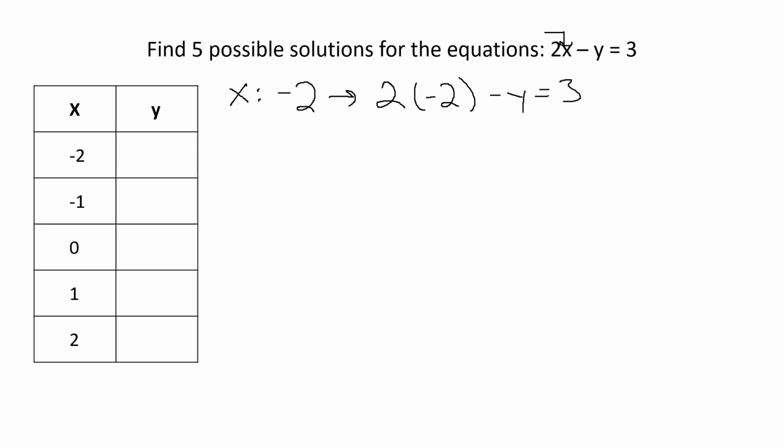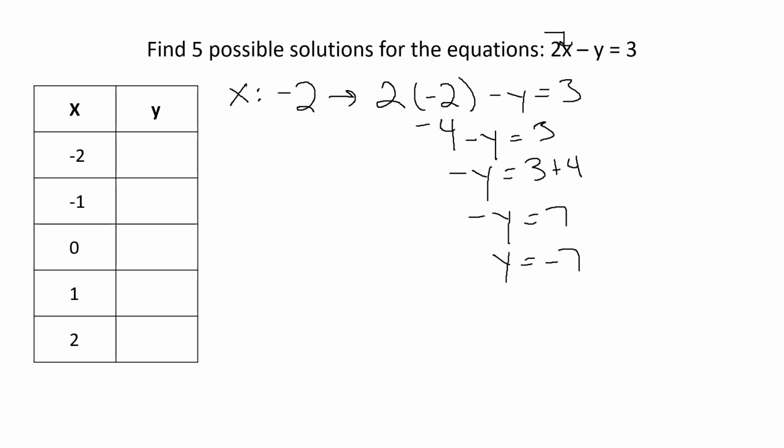So now I'm going to just solve this down. 2 times negative 2 is negative 4, minus y equals 3. Move my 4 over, so I have negative y equals 3 plus 4. Negative y equals 7, but I have to get rid of that negative, so y equals negative 7. So when x is negative 2, y is negative 7. Now I'm going to do that pretty quickly because I've done this for a very long time. Don't worry about it taking you a very long time, okay?